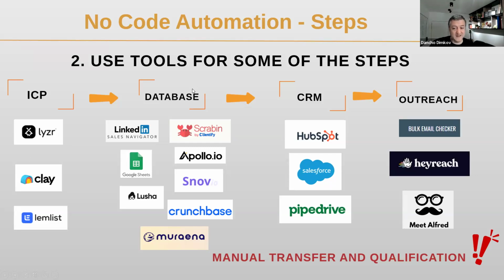Then you need to start building the database, for which Natasha listed like 200 tools. You can use scrapers, Sales Navigator, then Apollo, then Snov.io, use a Google Sheet to update, and Lusha and Crunchbase and Muraena. I think Natasha actually showed the majority of these tools. And once you add them into a database, then you can take them to a CRM, whether it's HubSpot, Pipedrive, Salesforce, or any other CRM. Only then can you move toward the outreach process, which is checking the emails, going through HeyReach, or going through MeetAlfred or any other tool.